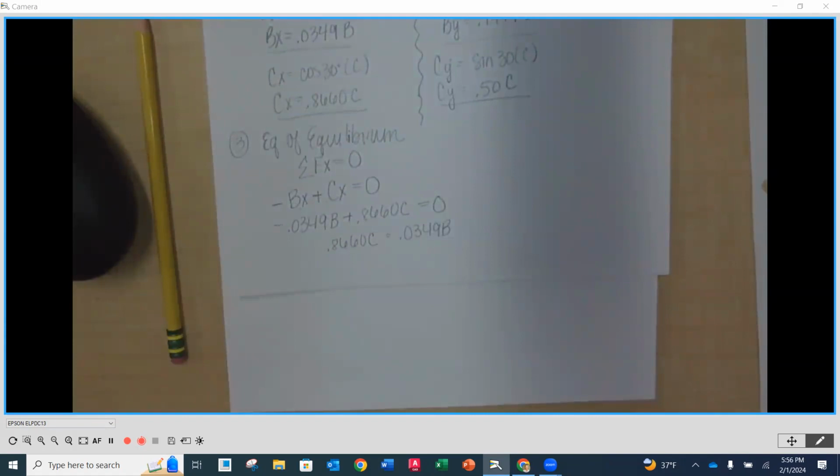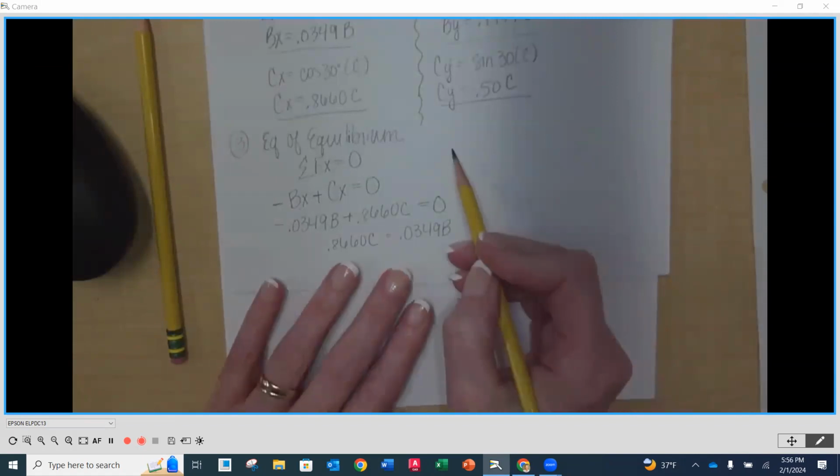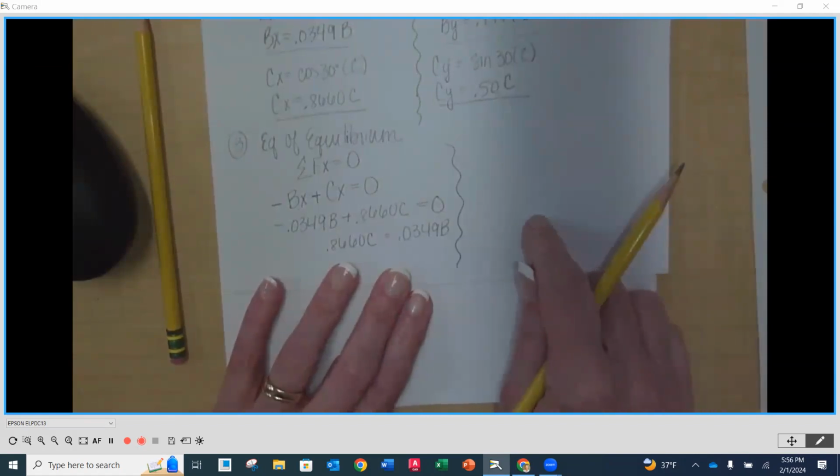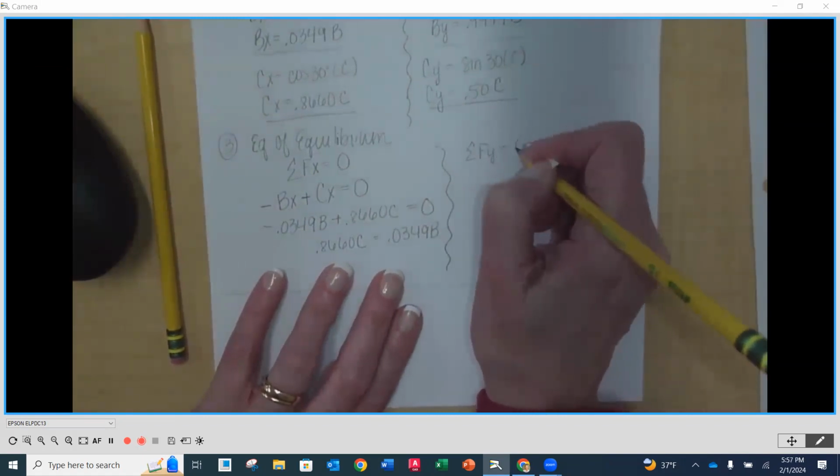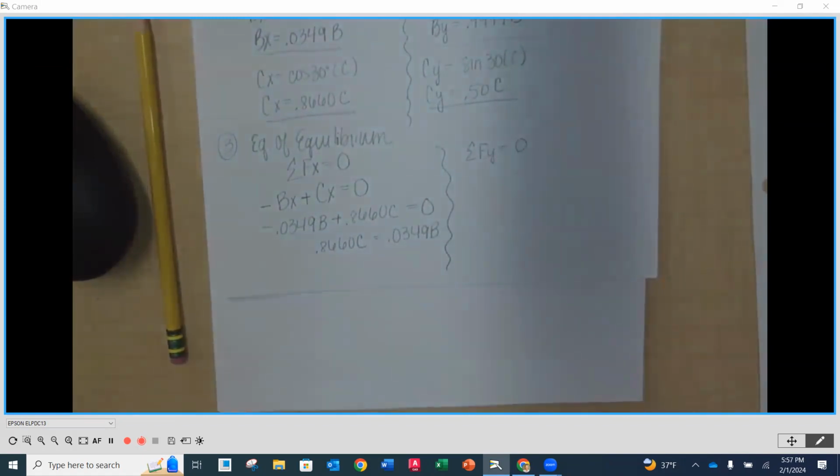Now, I'm stuck here. I can't go any further. But I have another equation of equilibrium, don't I? Yeah, I do. So I'm going to put that other equation right next to it. That other equation is the sum of the forces in the y direction equals 0.